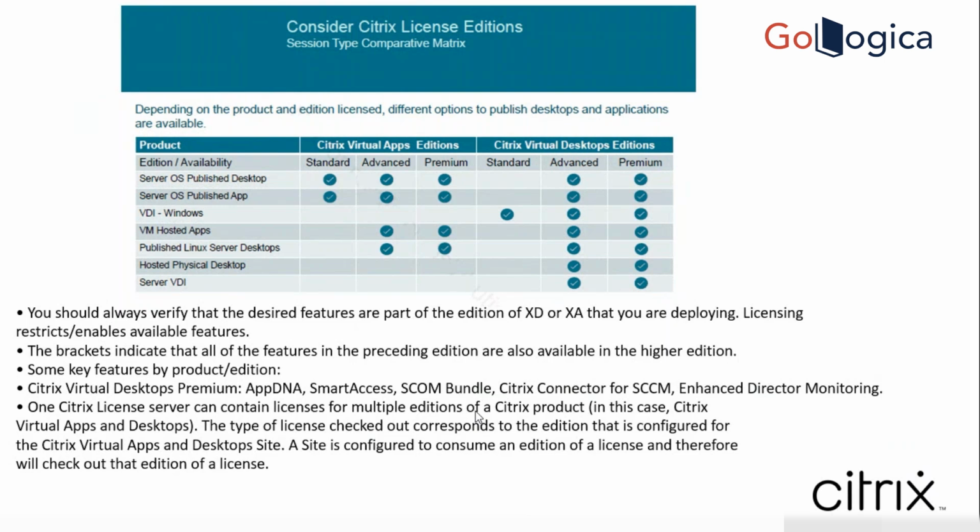In virtual desktop, this is the table: what license, what features you will get when you purchase a standard license, advanced license, premium license. You got it? Standard license has fewer features. In advanced and premium, you will get more features. So it depends on what features your organization needs. Accordingly, you need to decide what license type your company requires.